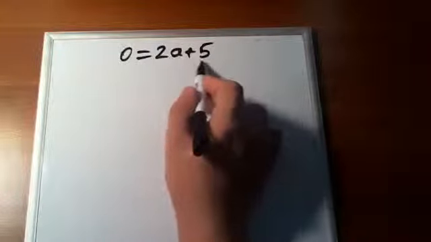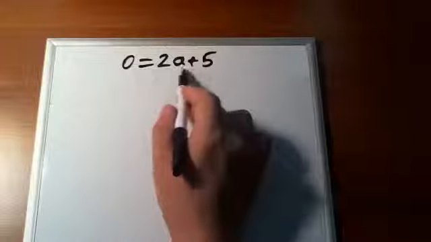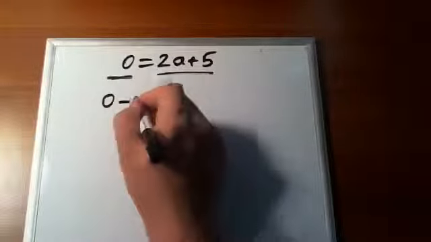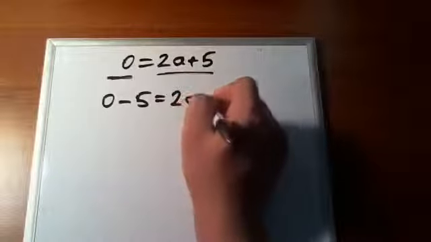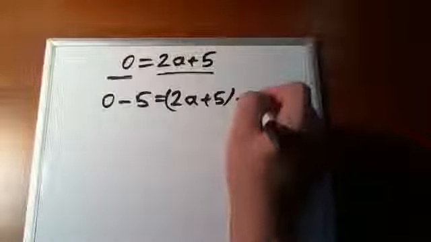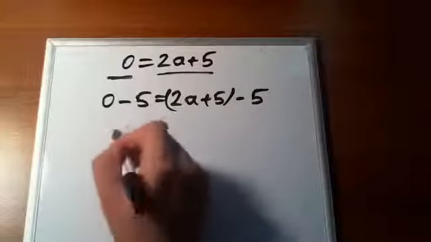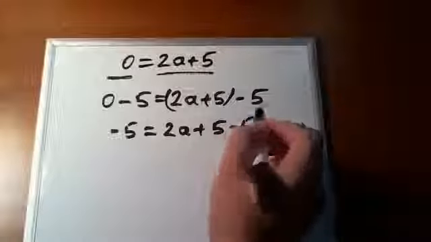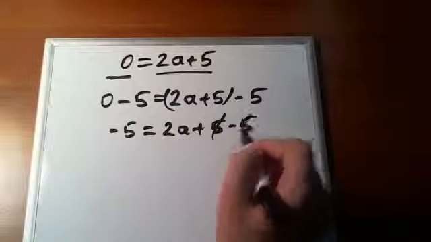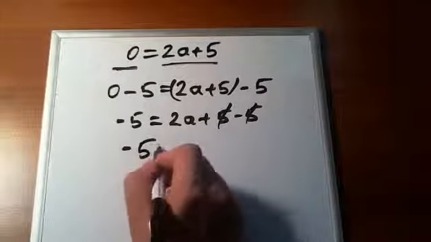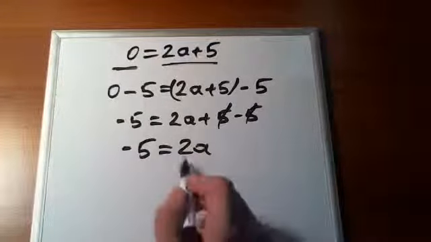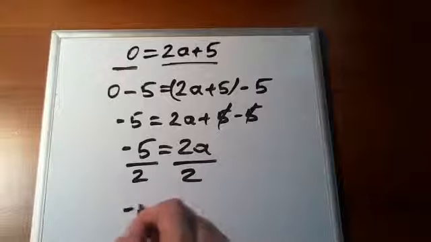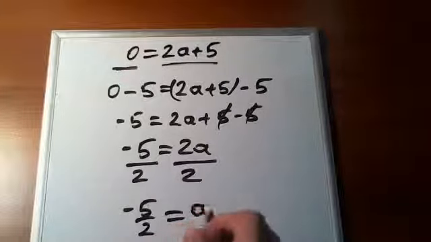First step is to get rid of this 5. And to get rid of this 5, we need to subtract 5 from this side as well as from this side. So we'll have 0 minus 5 is equal to 2a plus 5 minus 5. 5 and minus 5 go away, and we have minus 5 is equal to 2a. If we divide this by 2, we also have to divide this by 2. We'll have minus 5 over 2 is equal to a.